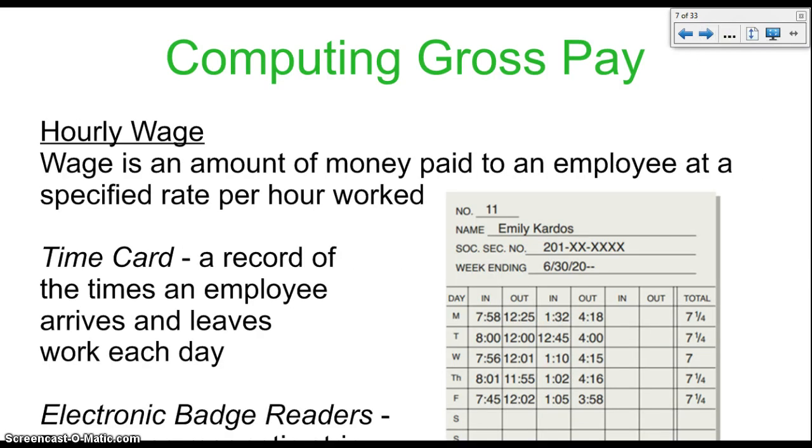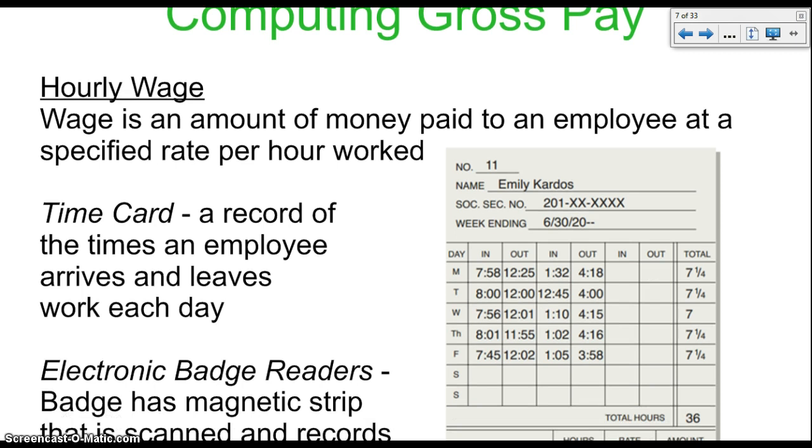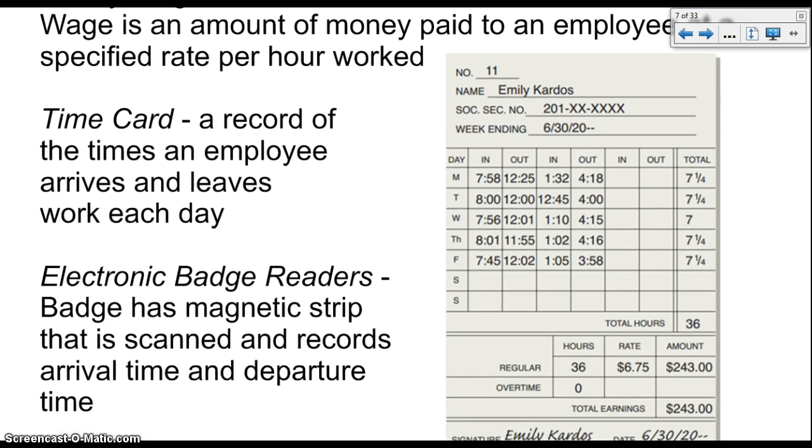On the other side of that is an hourly wage. This is a wage that an employee makes per hour. So $6.50 an hour, $7.50 an hour. Here an employee is going to fill out a time card. There's an example of that up on the screen.